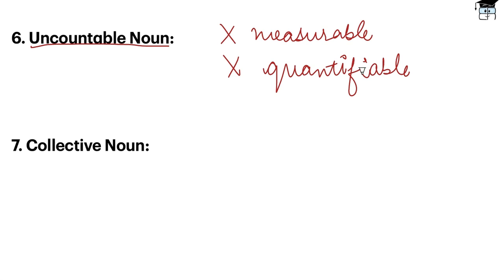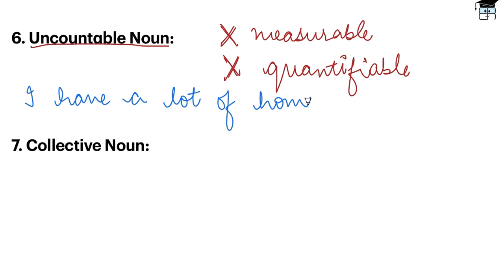This implies that these kinds of nouns cannot be measured and cannot be quantified under any circumstances. Right? An example of such nouns would be, I have a lot of homework. Now, in this sentence, the noun a lot cannot be measured and cannot be quantified. Right? So, this noun is an uncountable noun.